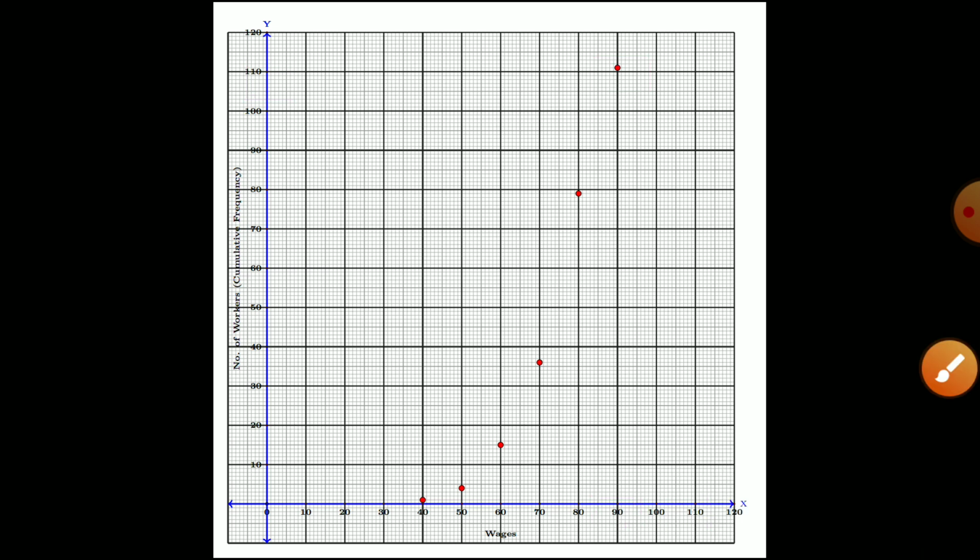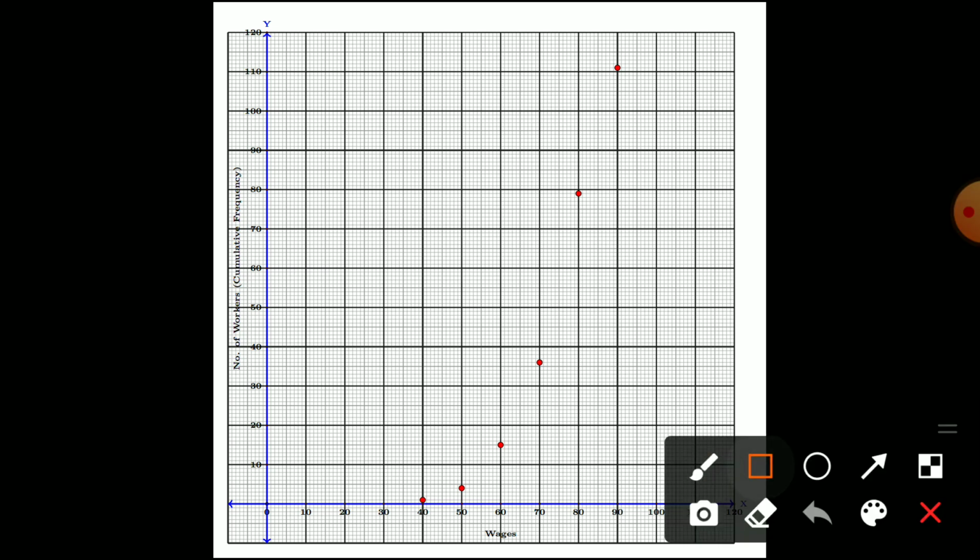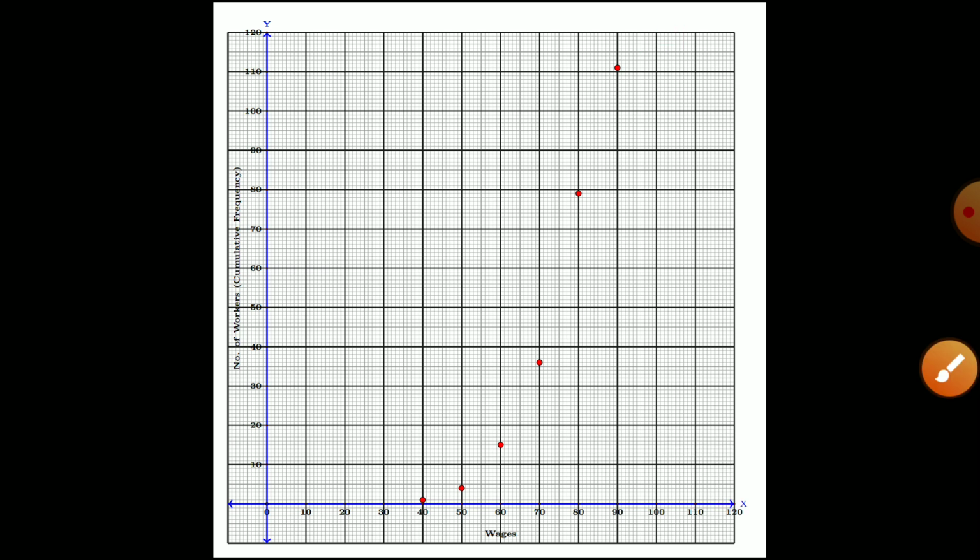Okay, now the last point is 100, 120. Upper limit is 100 and cumulative frequency is 120, and that point must be here. Okay, so that point is here, and join all these points by using a freehand curve and you will get a curve. That curve is called a cumulative frequency curve.